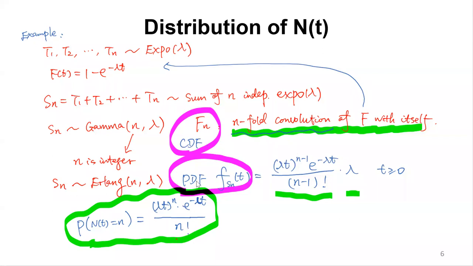And because this is an Erlang, in general for the gamma the PDF f_{S_n}(t) is such that you see here, this is n minus 1 events, and then you have one more event at time t. And this is P(N(t) = n), which is a Poisson distribution. So here we had a look at the distribution of N(t), and also we revisited the convolution and how to use convolution to derive the summation of n independent exponential random variables.